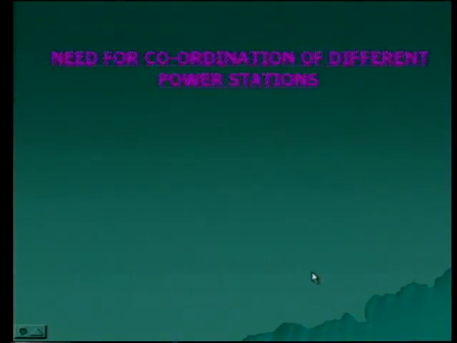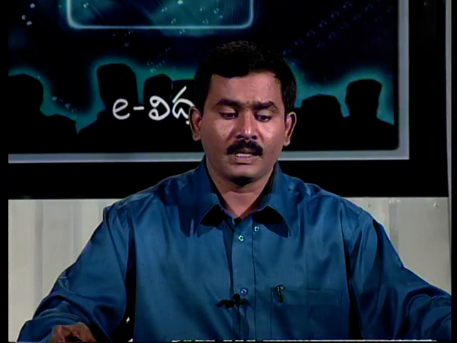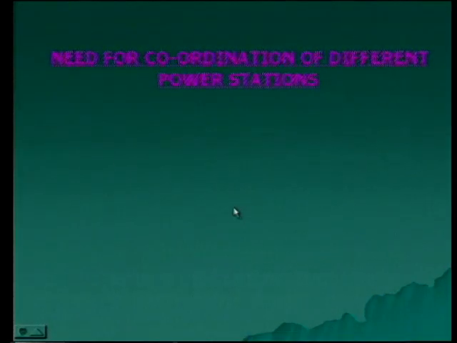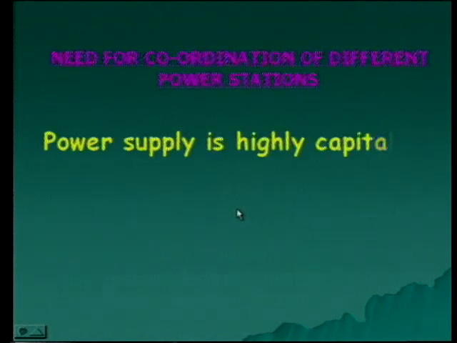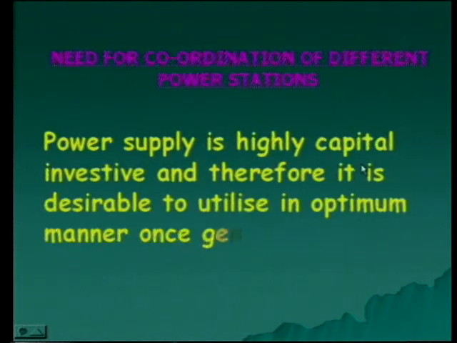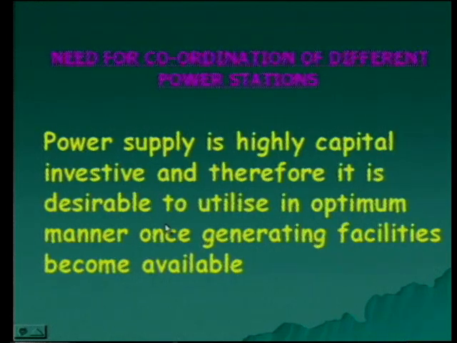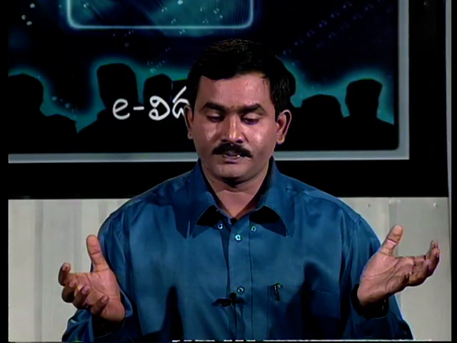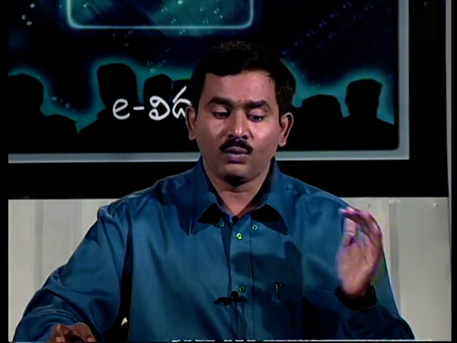Now, the second part is the need for coordination of different power stations. What is the necessity? Power supply is highly capital intensive, and therefore it is desirable to utilize the generating facilities in an optimum manner once they become available. Normally, once the stations are erected, we have to utilize them 100% because the cost is in crores. For that purpose we need to coordinate all power stations.